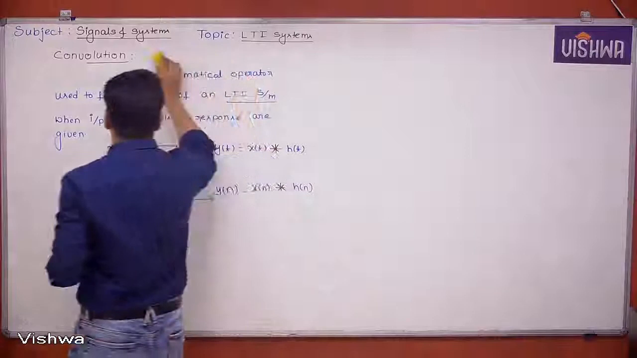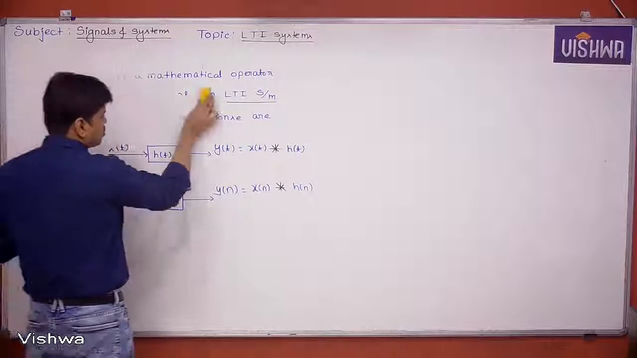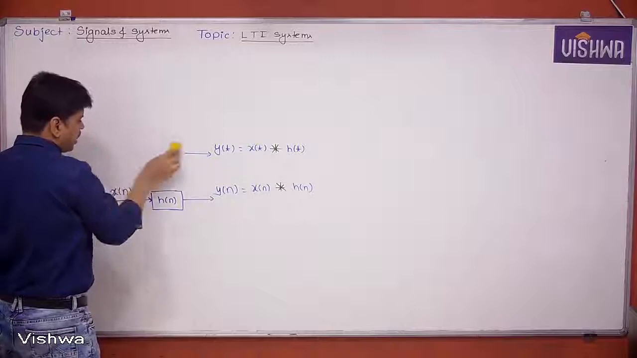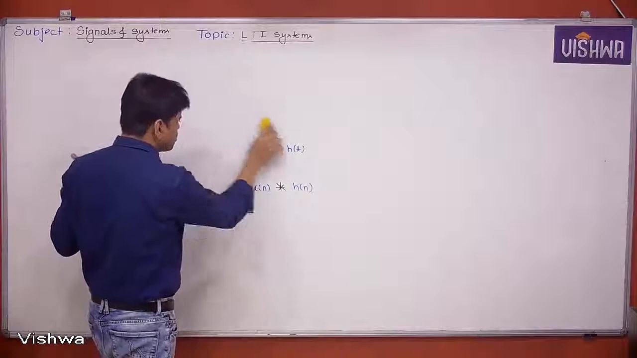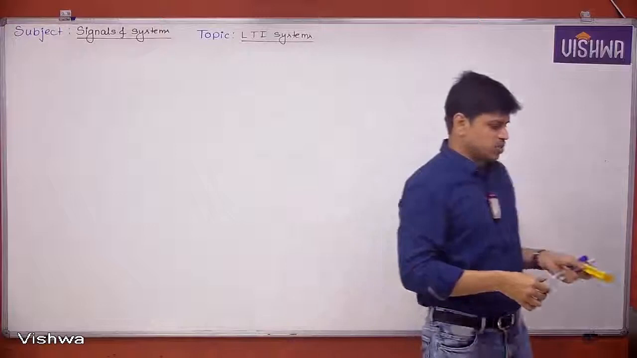Now let's see the formula to find the convolution. What is the formula for convolution? First I will go with the discrete time case, and since there is an analogy between the discrete time case and the continuous time case, from that we can see the formula for the continuous time case also. Let's see the discrete time convolution.